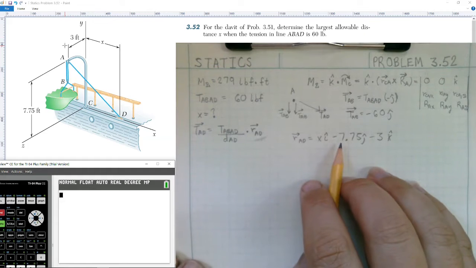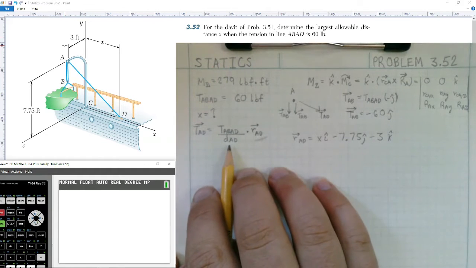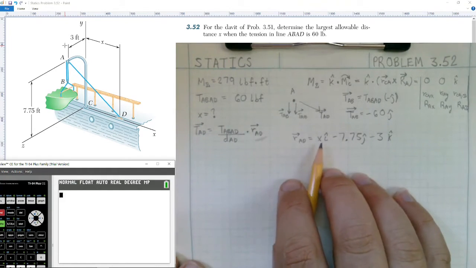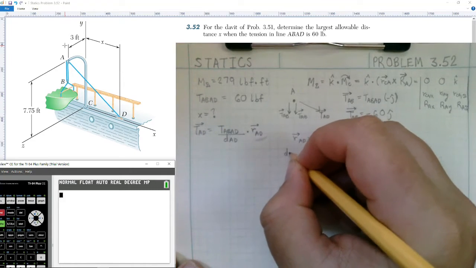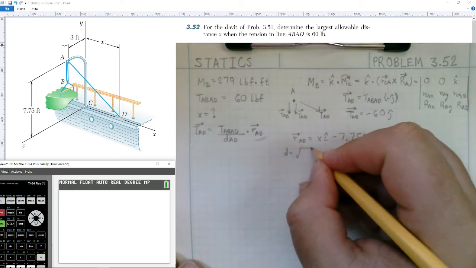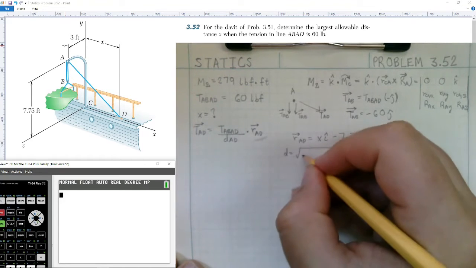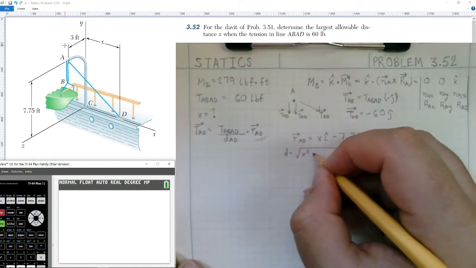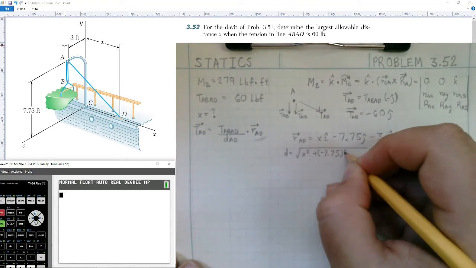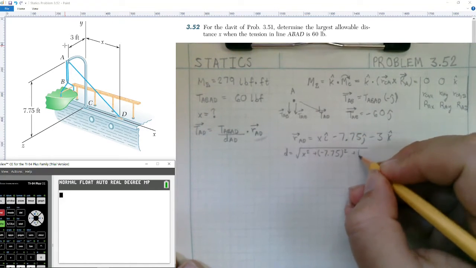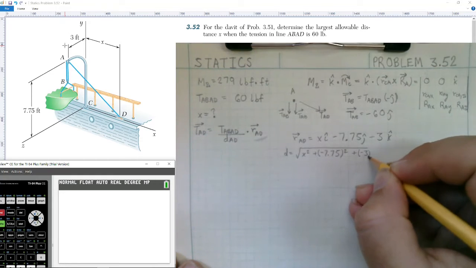Now we can use this to determine an equation for our distance. The x will be factored in there, that's fine. Our distance formula tells us it is simply the square root of each one of these components squared and added together. So it will be the square root of x squared plus, in parentheses, negative 7.75 squared, plus, in parentheses, negative 3 squared.